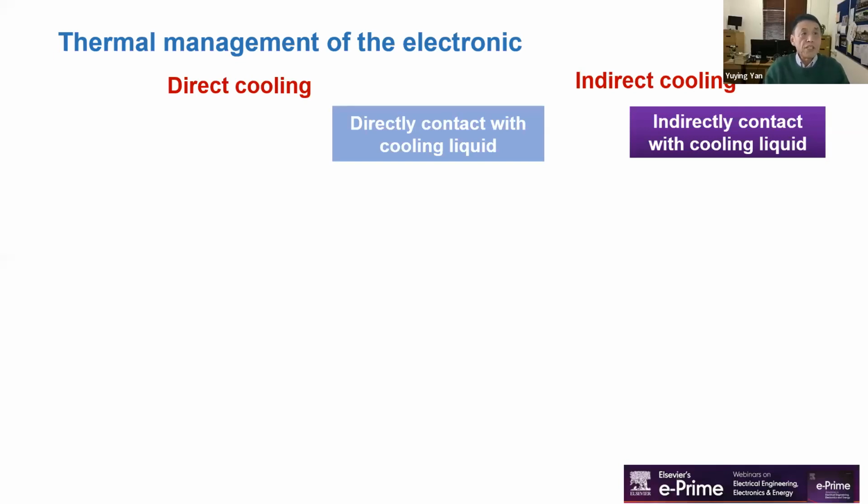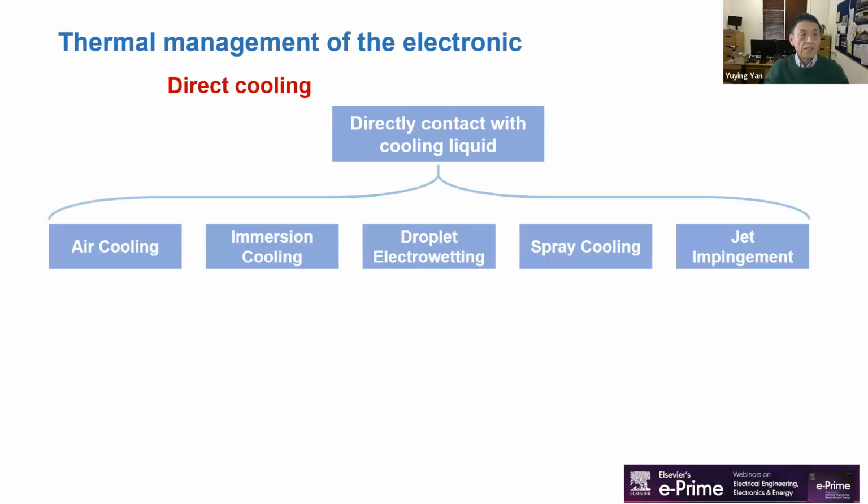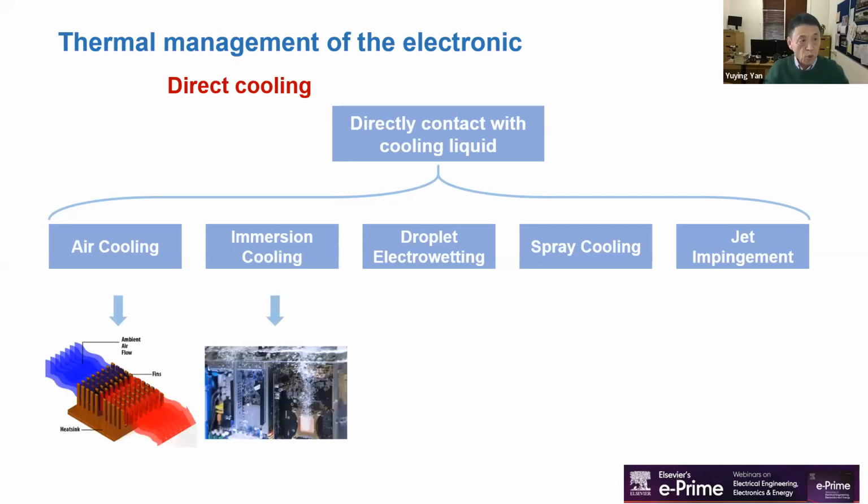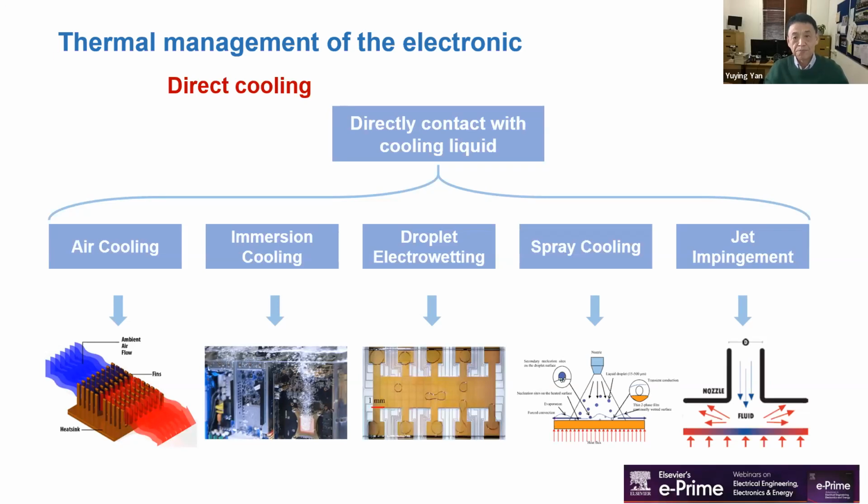There is currently available technology for thermal management. Can this technology tackle the challenge? In general, it can be divided into two categories, namely direct cooling and indirect cooling. Direct cooling includes air cooling, immersion cooling, cooling by droplet electrowetting, spray cooling and jet impingement. We will explore each of them respectively.